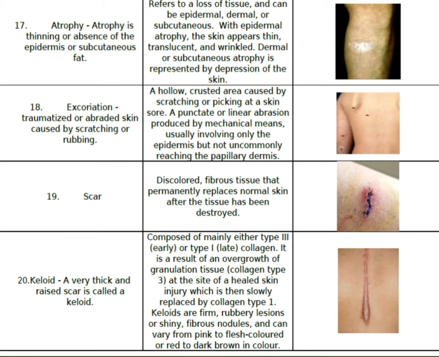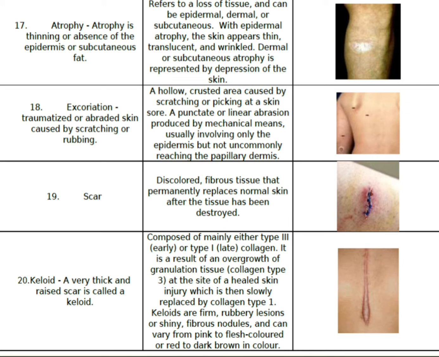18. Excoriation. This is traumatized or abraded skin caused by scratching or rubbing. A hollow crusted area caused by scratching or picking at the skin. A punctate or linear abrasion produced by mechanical means, usually involving only the epidermis but not uncommonly reaching the papillary dermis. 19. Scar. This refers to a discolored fibrous tissue that permanently replaces normal skin after the tissue has been destroyed.